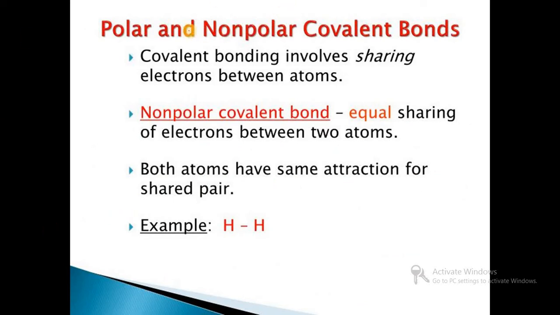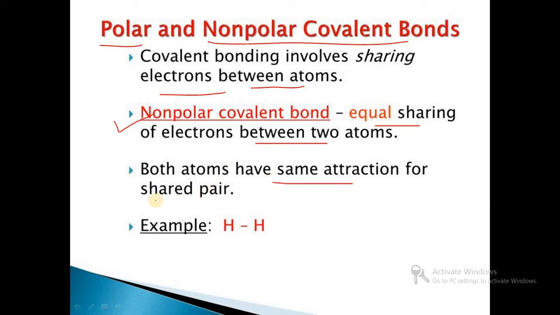So here there are two types of covalent bond, that is polar covalent bond and non-polar covalent bond. Already we have studied that covalent bonding involves equal sharing of electron pairs between two atoms. In the case of a non-polar covalent bond, equal sharing of electrons between two atoms takes place. So both atoms have the same attraction for the shared pair, as in the hydrogen-hydrogen H2 molecule. That is, the electronegativity difference between these two atoms is almost or equal to 0.